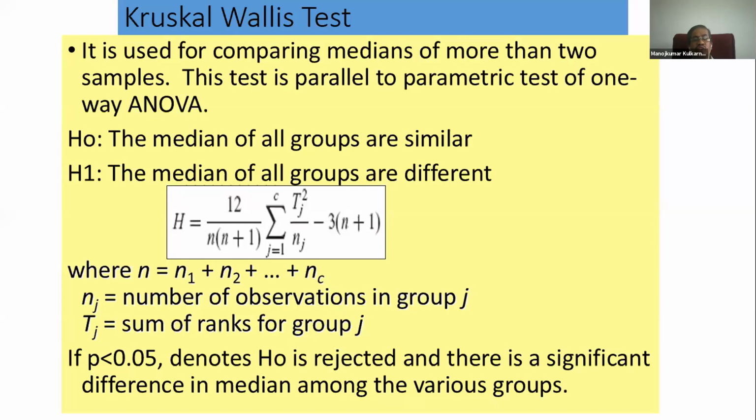Null hypothesis that the median of all groups are similar. Alternative hypothesis that median of all groups are different, and H statistics is used. And note down the N1 and N2, the number of observations in each of the groups.